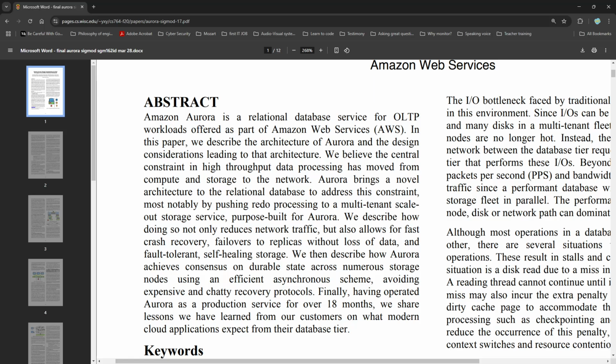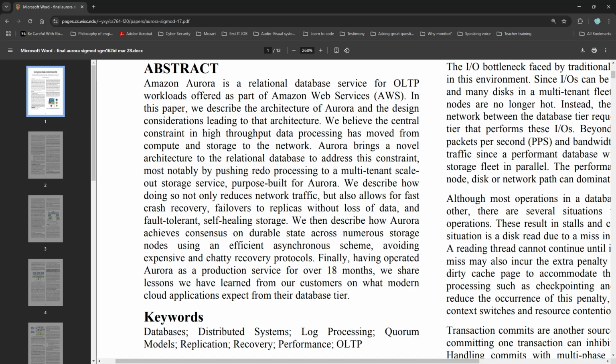Amazon Aurora is a relational database service for OLTP workloads offered as part of Amazon Web Services. In this paper, we describe the architecture of Aurora and the design considerations leading to that architecture. We believe the central constraint in high-throughput data processing has moved from compute and storage to the network. Aurora brings a novel architecture to the relational database to address this constraint, most notably by pushing redo processing to a multi-tenant scale-out storage service purpose-built for Aurora.